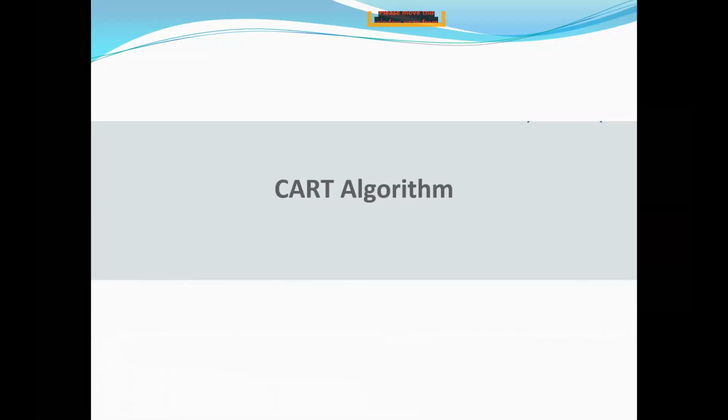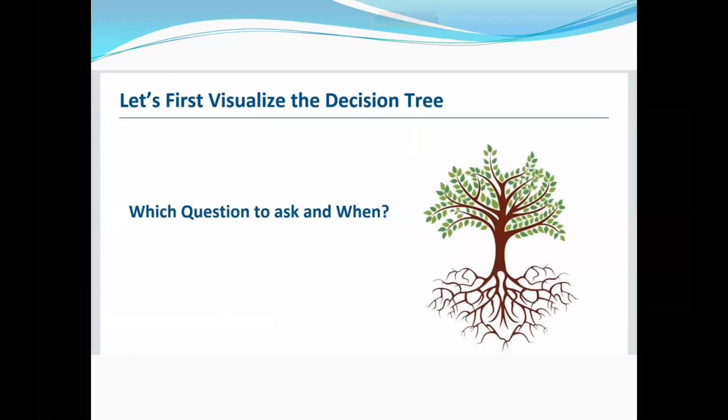Now we are going to see the classification and regression tree. This is the algorithm we are going to investigate. First, visualize the decision tree. Which question to ask, and when? This is the actual scenario, and this is the first visualization. We have to understand which is going to act as the root node, and which condition we have to fix for further splitting. One thing we have to investigate is when to ask, and which question we have to ask.